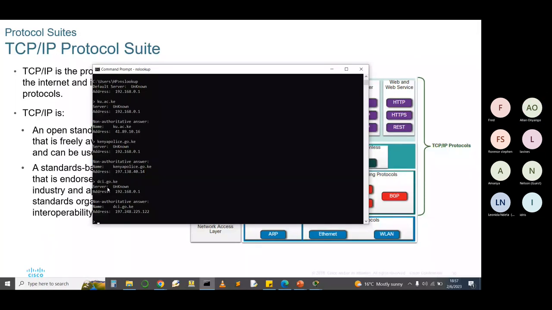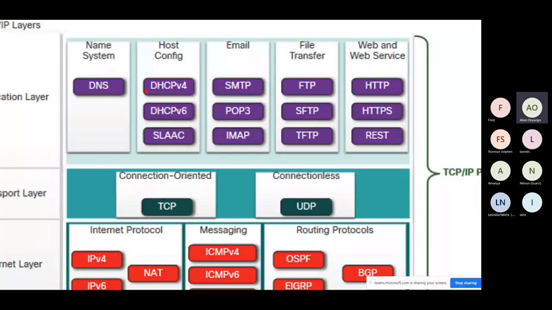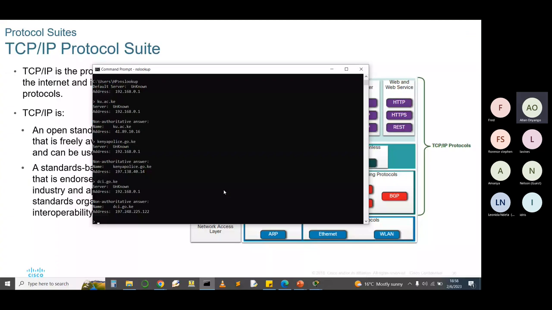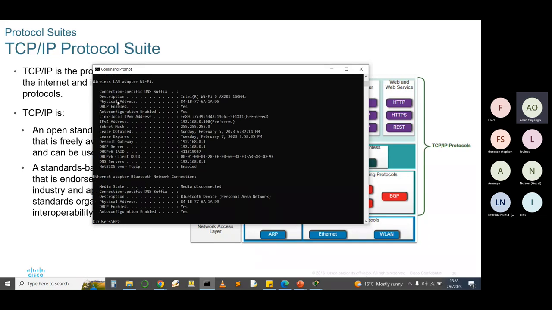Now, the second one is called DHCP under host configuration. And we have DHCP version 4 and version 6, and we also have Slack here. Again, I go back to my command prompt and I use Control C to go back to my PC and I say ipconfig /all. What is it? Look at the IP addresses that I have here.